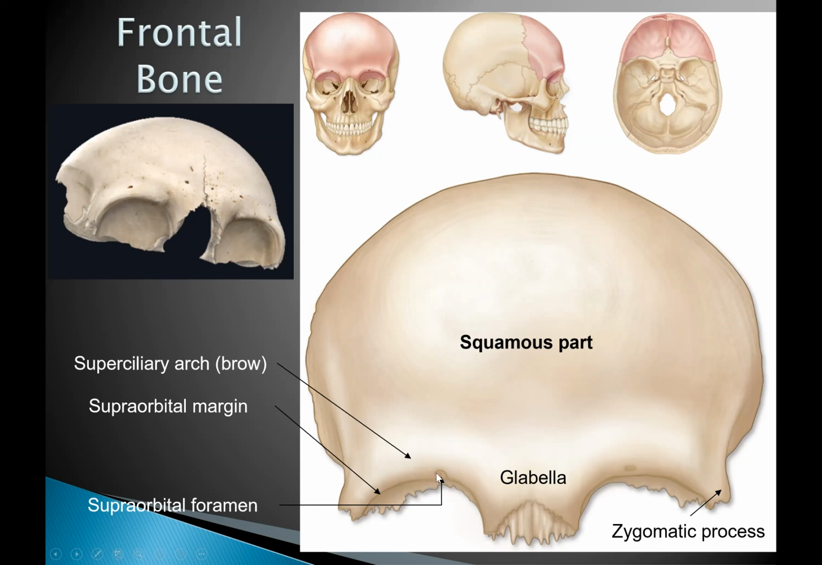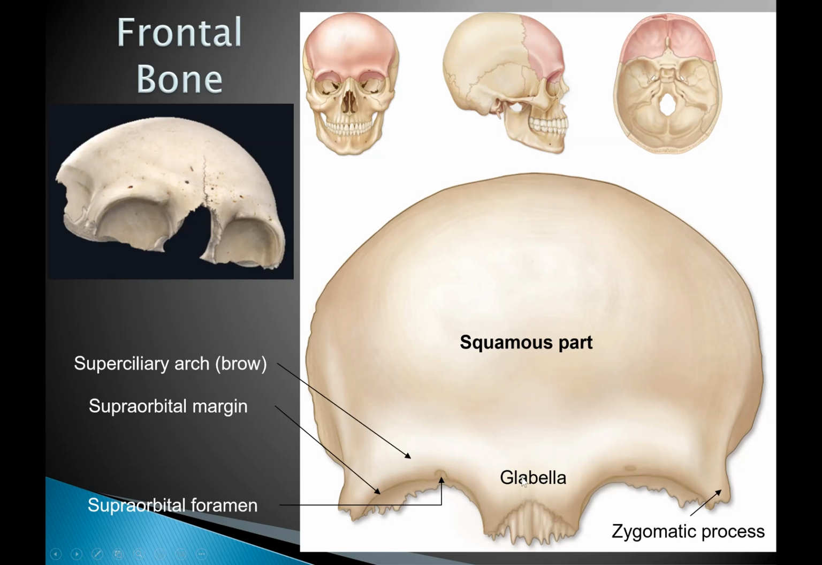As we move immediately on the supraorbital margin, you're going to see a hole right there. That's the supraorbital foramen. There's a hole right there, supraorbital foramen. You have that on the left and right sides.